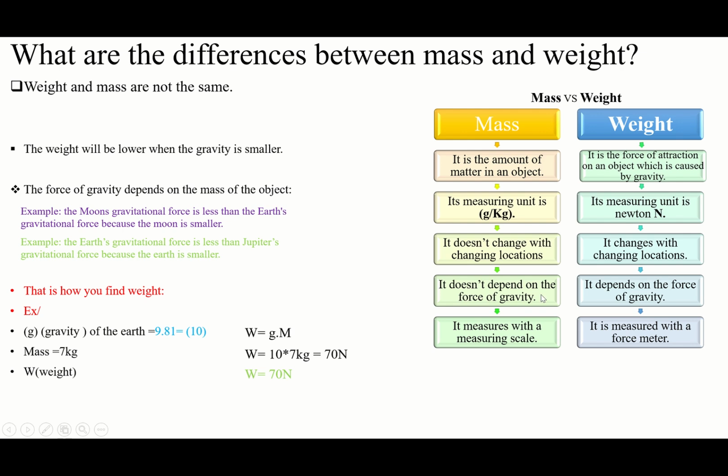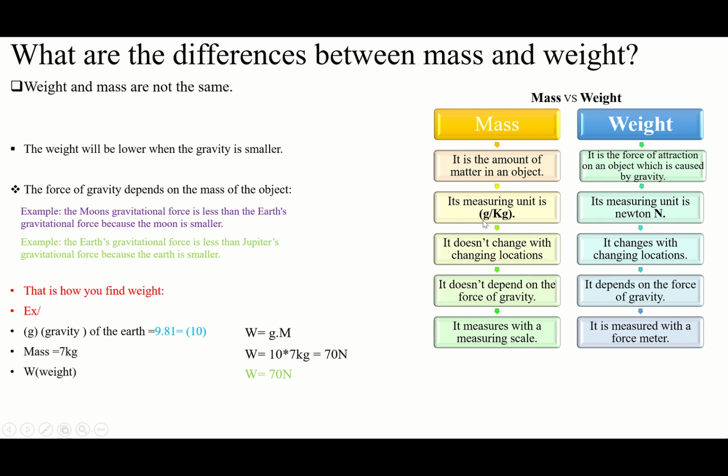So let's go for the fourth one. Until now, three. Mass is the amount of matter in an object. Weight is the force of attraction on an object, which is caused by gravity. This is important: weight and gravity. Whenever you hear weight, you have to remember gravity and Newton, because Newton is the measuring unit and it depends on gravity. So these two are important for weight: Newton, which is the measuring unit, and gravity, which changes everything about weight.